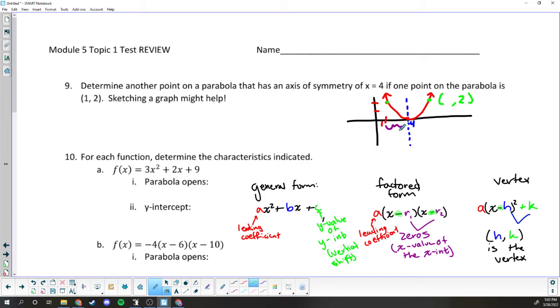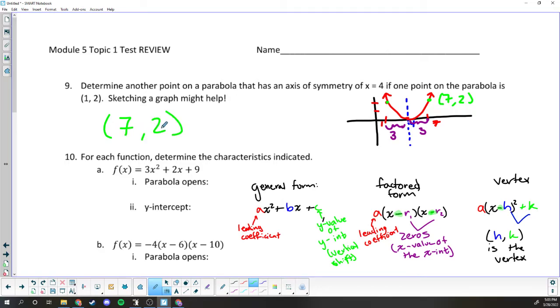What's that distance from the middle? Well, 1 to 4 is a distance of 3, which means that this point over here from the middle also has to be a distance of 3, which means I have to be at 4 plus 3, 7. So that's my point, 7, 2. And that's your answer. You find the second point on the graph, the one that's a mirror reflection of this other one, and it happens to be at 7, 2.